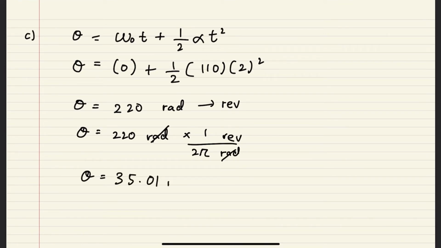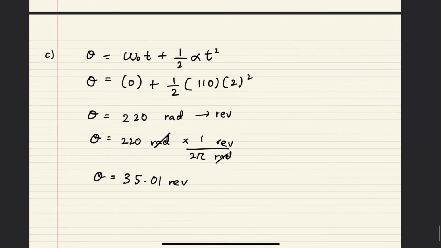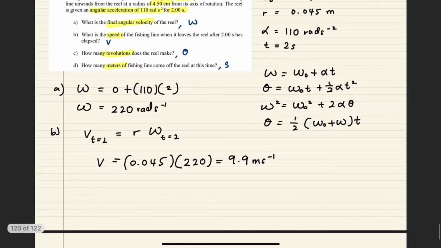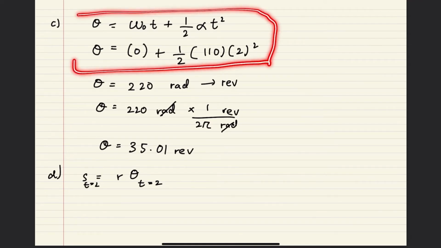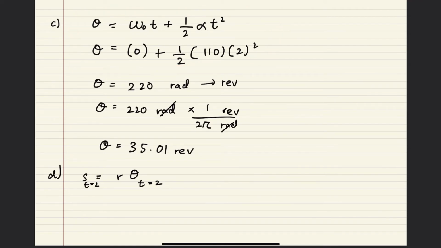Okay, theta in revolutions. And then the last part here, they want you to find how many meters of fishing line come off the reel at this time. So basically you want to find s equals r theta. At this time means when t equals 2, so you use theta when t equals 2. That one you already calculated up here. But if you want s in SI unit, which is meter, you have to use theta in SI unit, which is 220 radian.